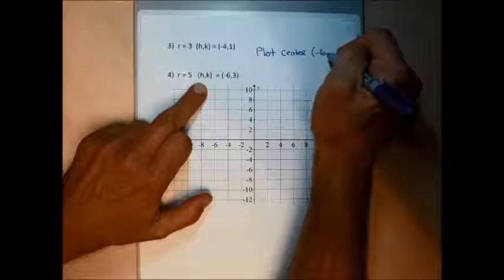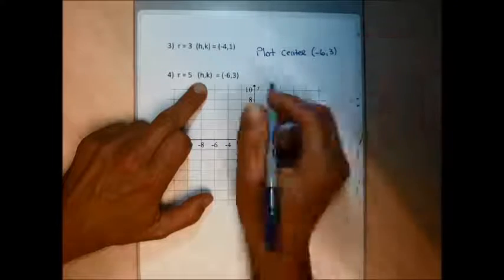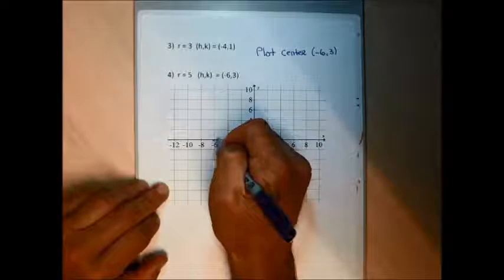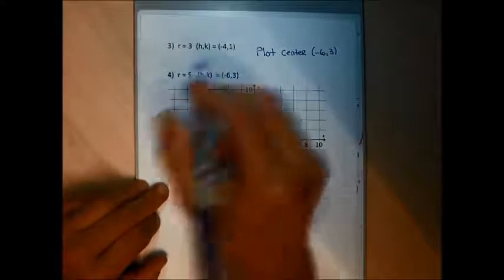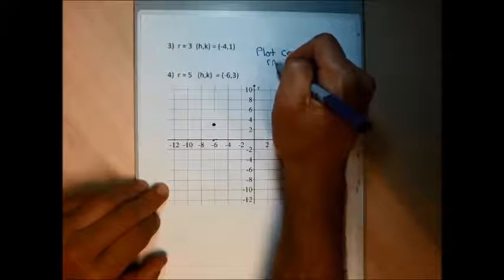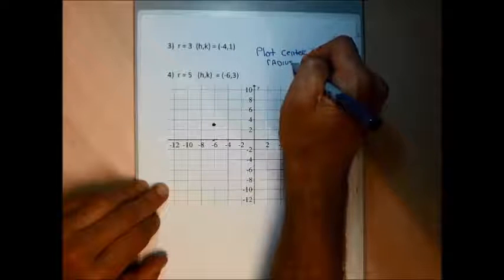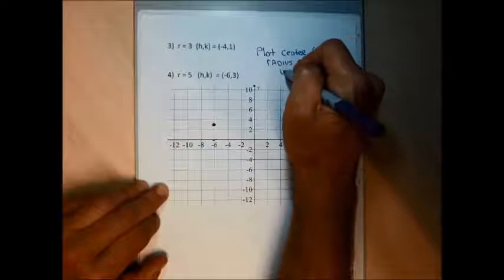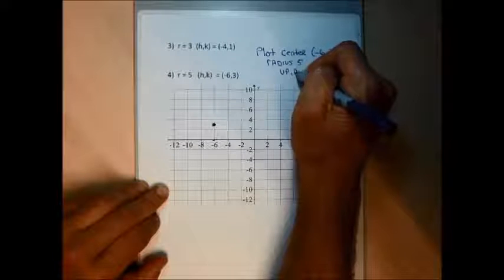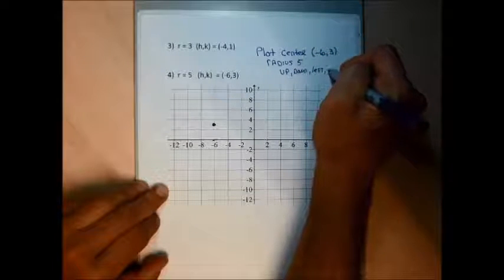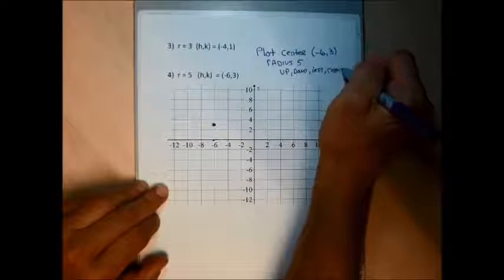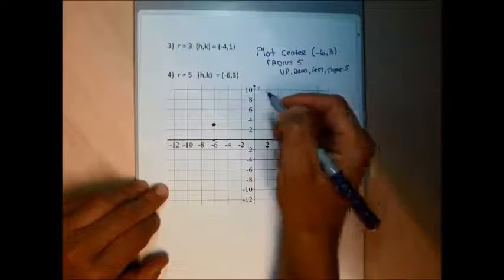I'm going to plot the point negative 6, positive 3. So here's negative 6, and there's positive 3. The radius is 5, and I'm going to use that radius to get the rest of the graph by going up, down, left, and right 5. So it's a little bit harder.